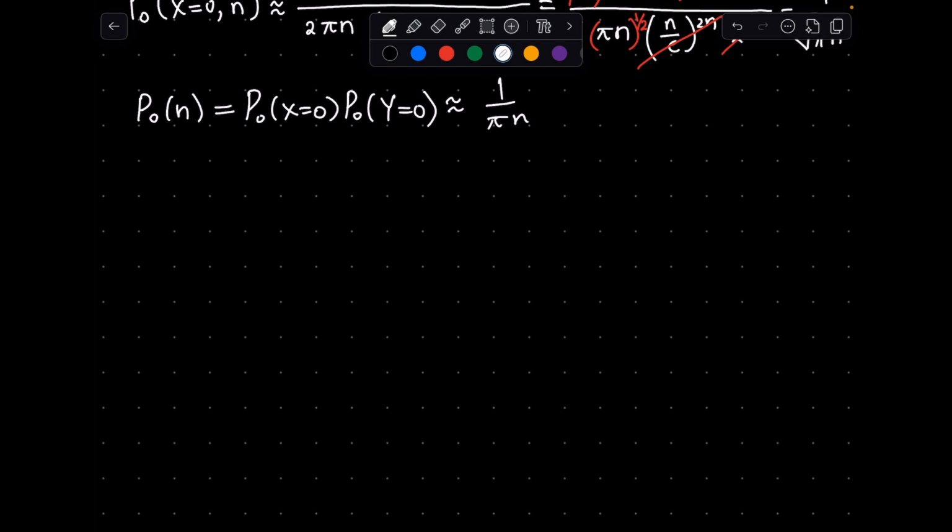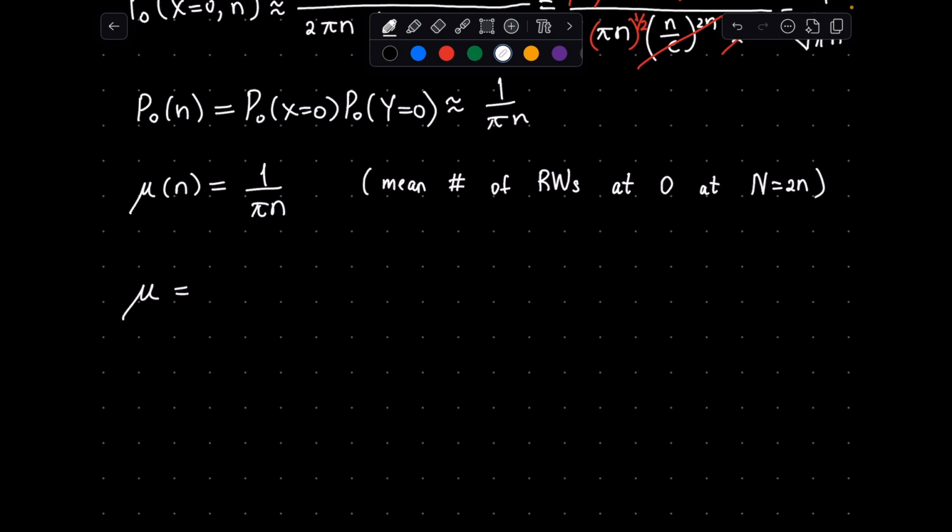To do that, it's much easier to think about the mean number of walkers that come back to its origin. Note that this P_n is actually the same thing as the mean number of walkers that come back to its origin at 2n steps.